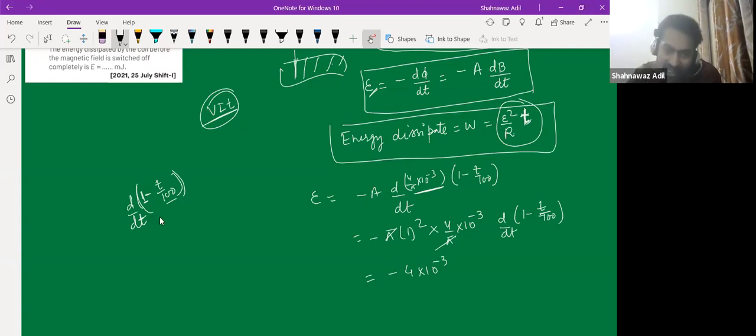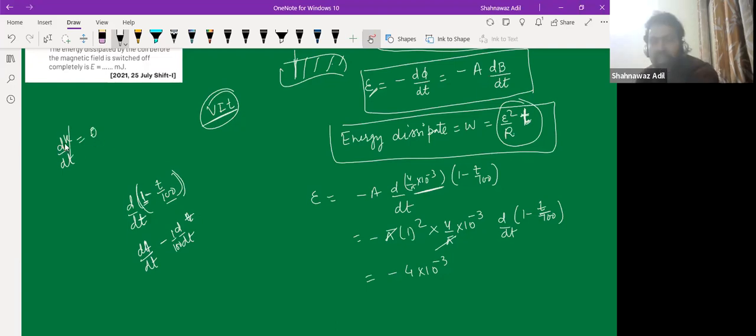Let me write it simply. You have two terms: d1 by dt, and the other is d by dt of t by 100. 100 is constant, so you take it outside. So d1 by dt, what is the differentiation of 1? It is a constant, and the differentiation of a constant is 0.